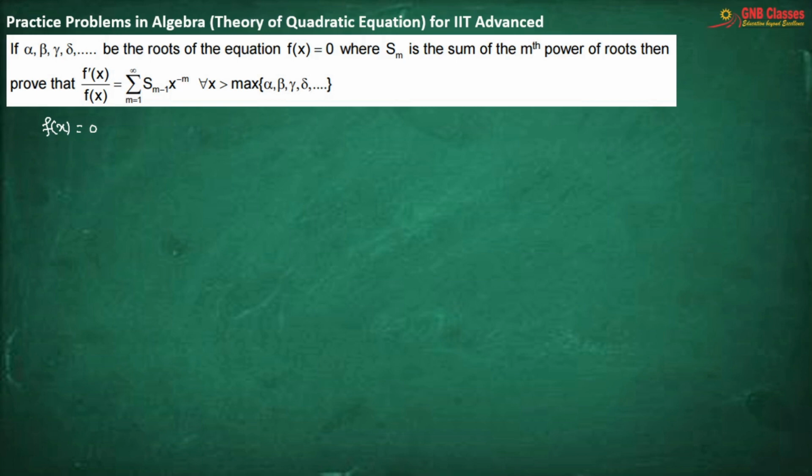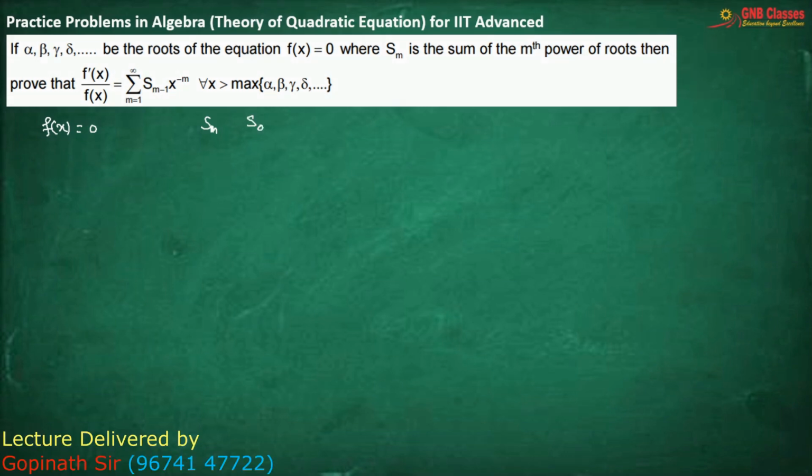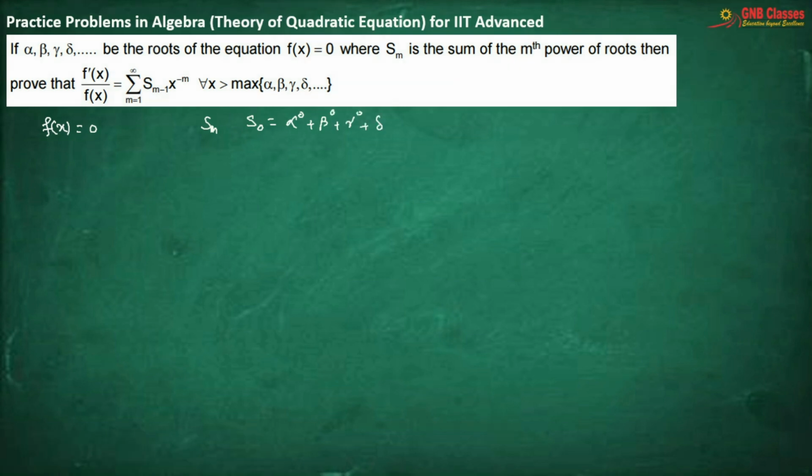Now first let us understand what is S_m. S_m is basically the sum of the mth power of the roots. So what is S_0? S_0 is the sum of the roots to the power 0. That is alpha to the power 0 plus beta to the power 0 plus gamma to the power 0 plus delta to the power 0 and so on. Is it clear? What is S_1? S_1 is basically the sum of the roots to the power 1. What is S_2? S_2 is the sum of the squares of the roots. Is this clear to all of you? And so on.